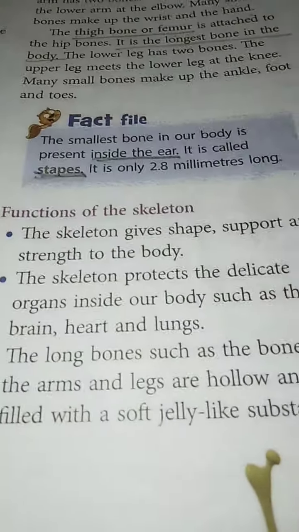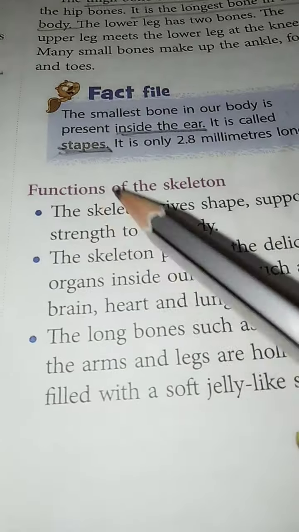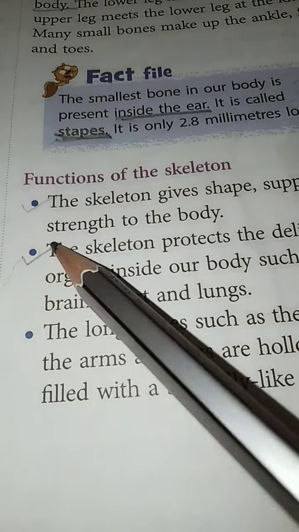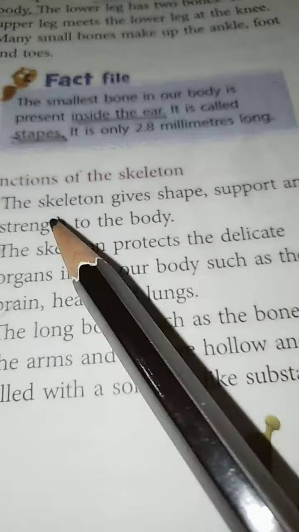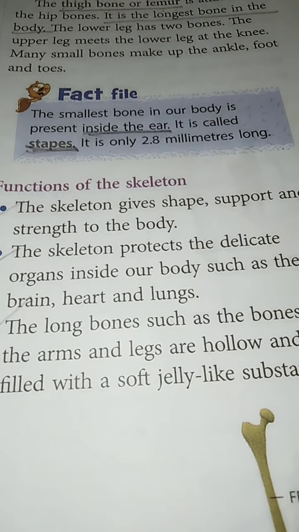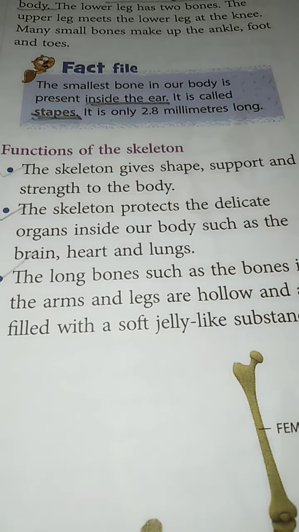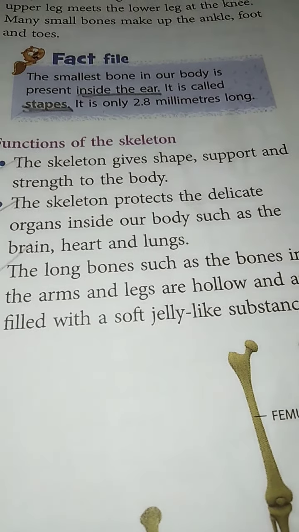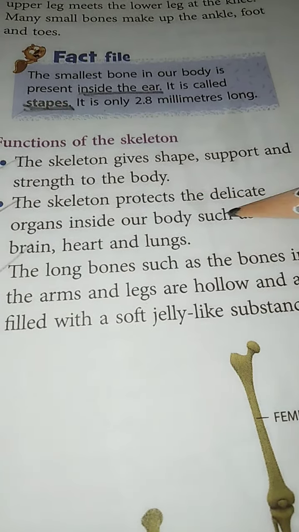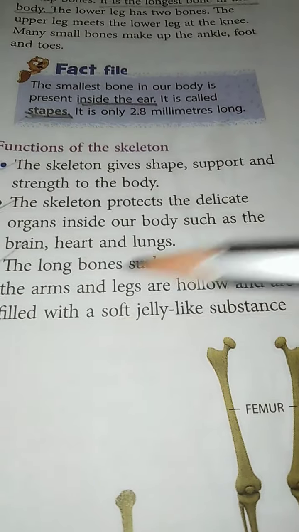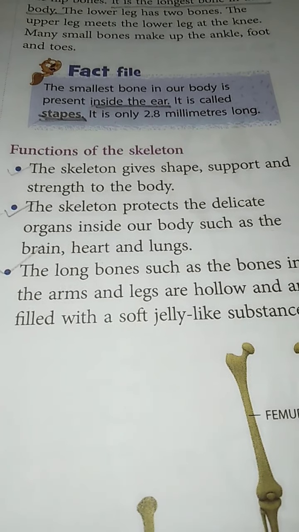Now comes the functions of skeleton. So there are three important functions of skeleton. First is it gives shape, support and strength to the body. Obviously, our bones are very strong and they give shape and support to the body. And their work is to protect the delicate organs, like skull protects the brain, ribcage protects heart and lungs, and so on.